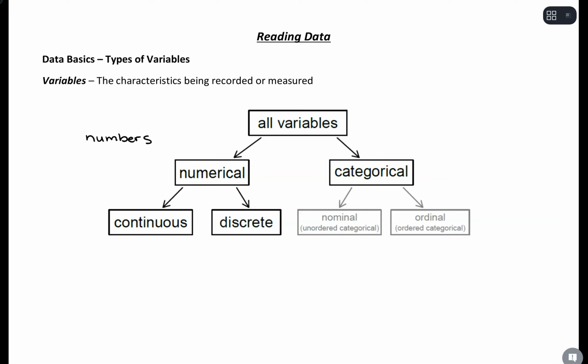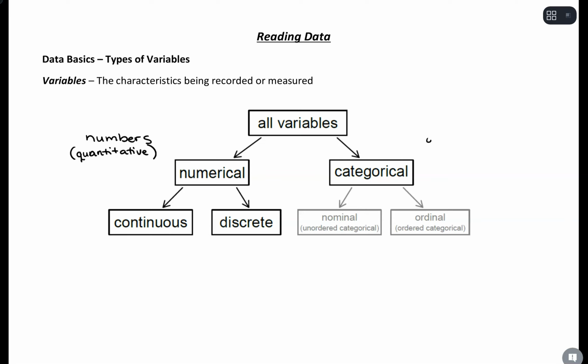Another word that comes up with numerical variables is quantitative. And as you can imagine, our class is going to focus on numerical variables quite a bit because we can do so much with numbers, specifically math. So we're going to be looking at numerical variables a lot in the following weeks, but there is a second type of variable, and that's categorical.